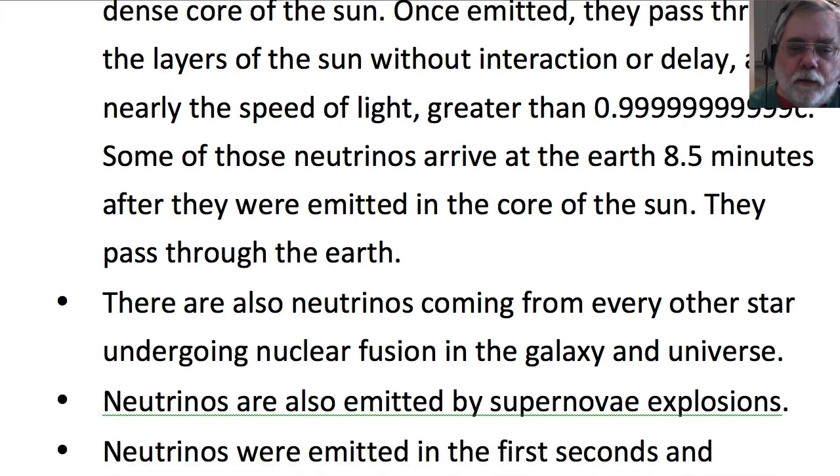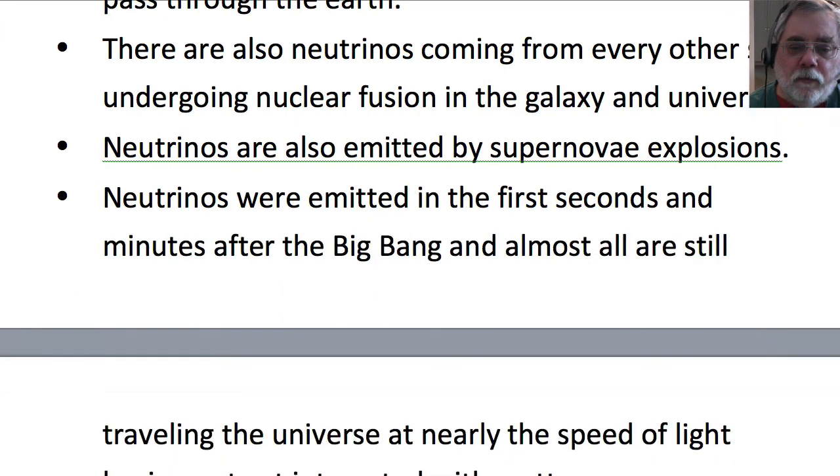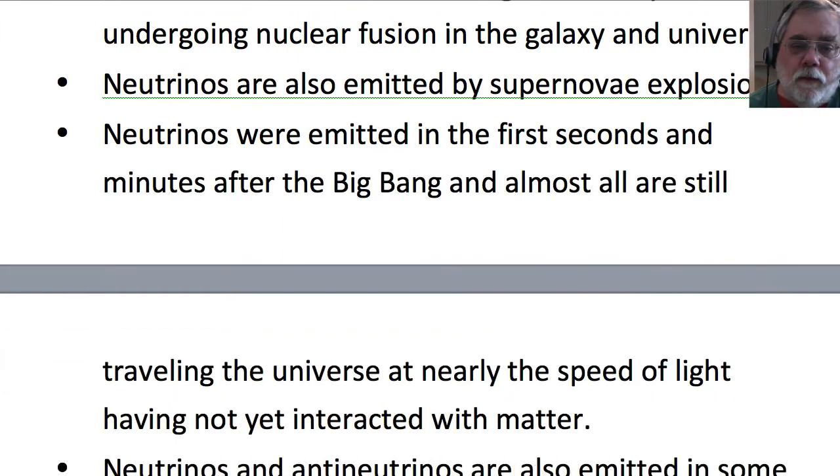There also are neutrinos coming from every other star undergoing nuclear fusion in the galaxy and in the universe. Neutrinos are also emitted by supernova explosions. Neutrinos were emitted in the first seconds and minutes after the Big Bang, and almost all of those neutrinos are still traveling the universe at nearly the speed of light, having not yet interacted with matter over 13 billion years.